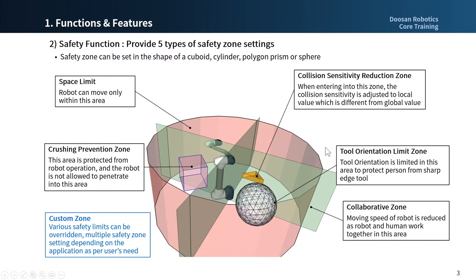And fourth, the tool orientation limit zone is an area that limits the direction in which tools mounted on the end of the robot can be directed. And fifth, the collaborative zone is an area where people and robot coexist, where the robot's movement speed decreases or limits its power. The user-defined zone allows you to combine two or more properties.